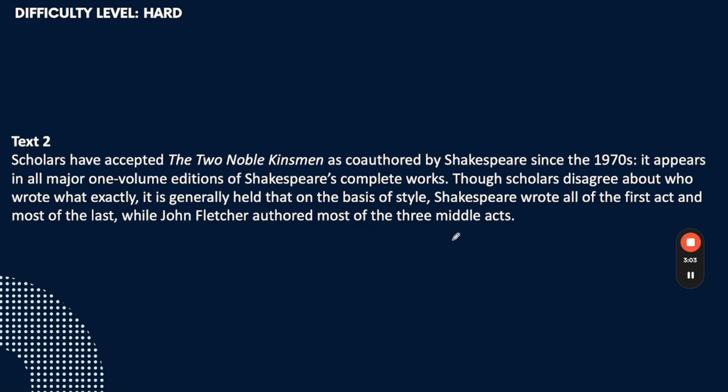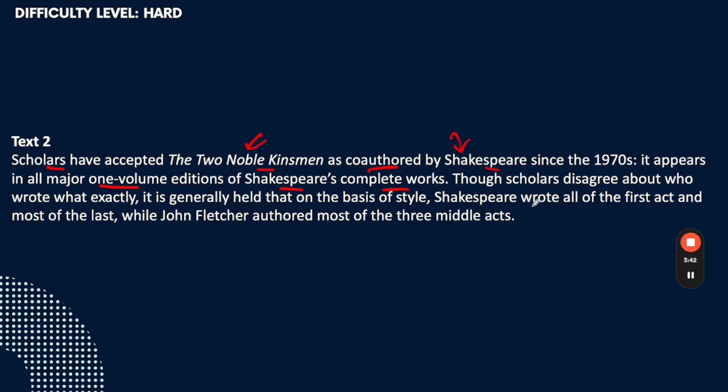Let's read text 2 now. Scholars have accepted The Two Noble Kinsmen as co-authored by Shakespeare since the 1970s. Now, the scholars have accepted the fact that Shakespeare co-authored this book. It appears in all major one-volume editions of Shakespeare's complete works. Why do they think that Shakespeare co-authored this book? Because it appears in all major one-volume editions of Shakespeare's complete works. Because of that, scholars feel that this book has been co-authored by Shakespeare.